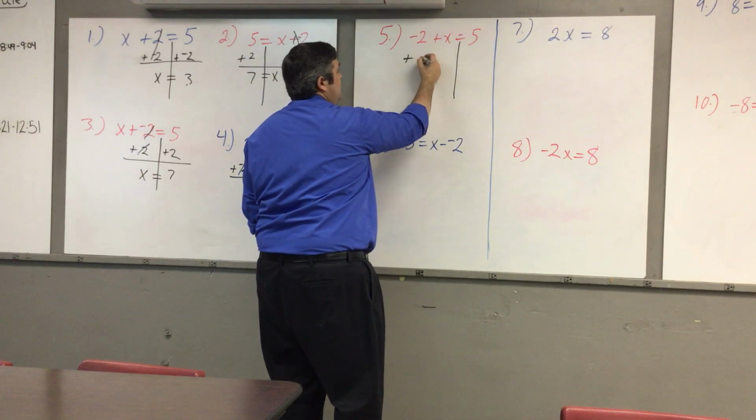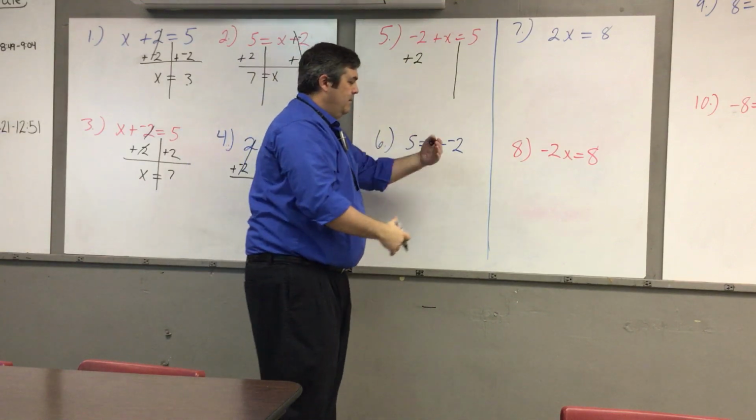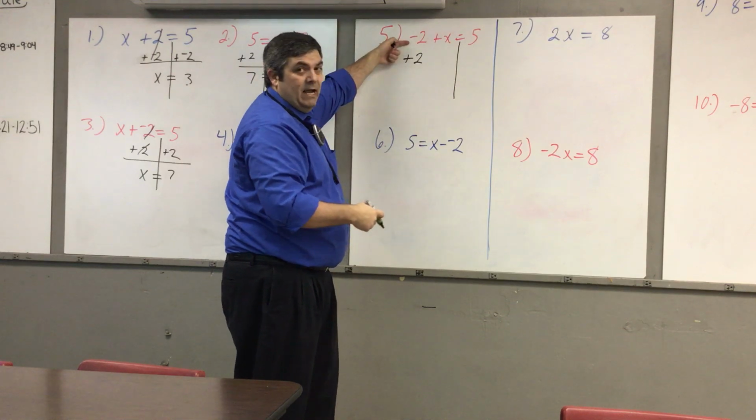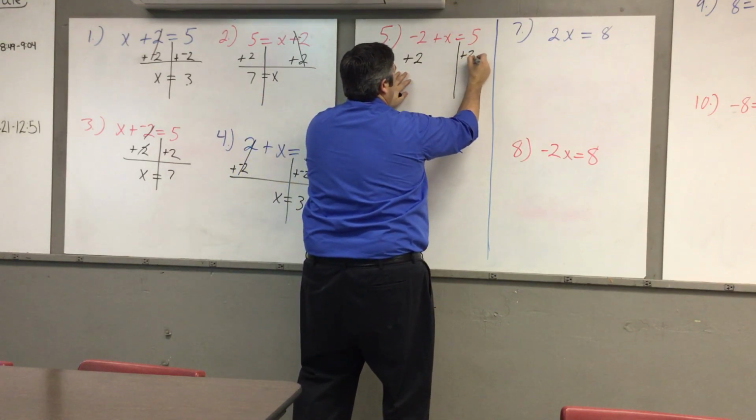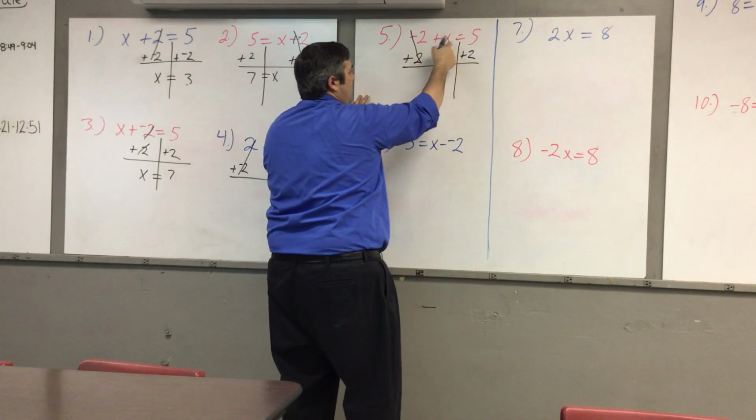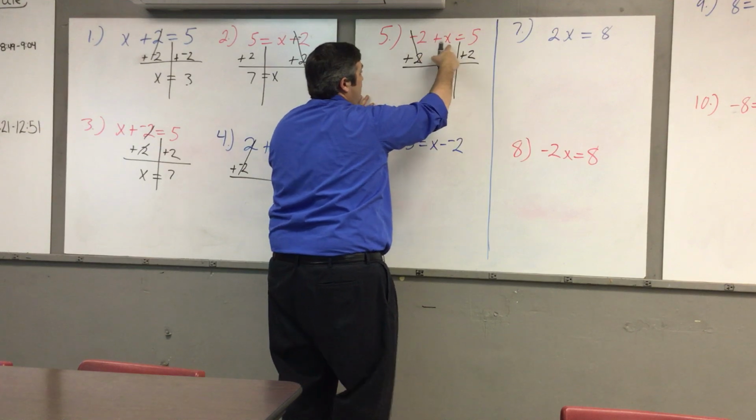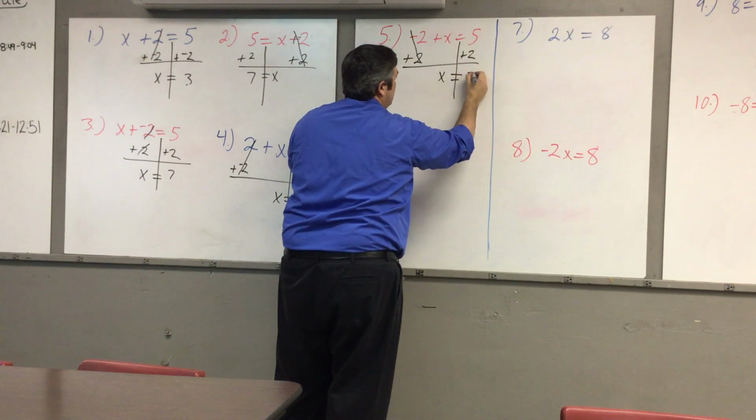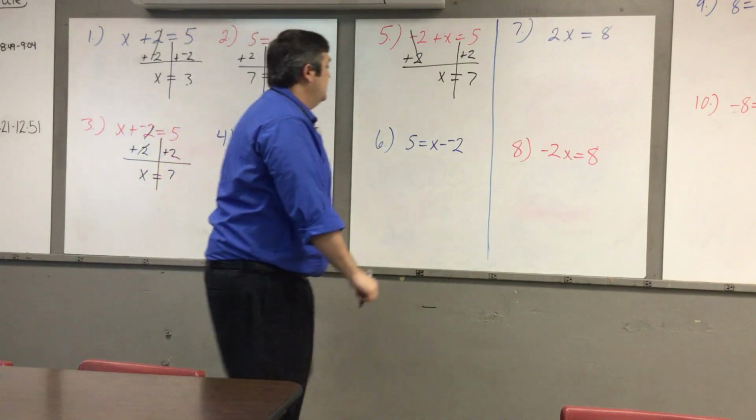Now, how do I get rid of negative 2? I add its opposite, its inverse. What's the opposite of negative 2? Positive 2. And this works because of the way the number line is, right? If I'm at negative 2 and I add 2 to it, I get back to 0, that cancels that out. That's the whole point. Add 2 here, add 2 here. These 2 cancel out. All I've got left over here is this positive x, so x equals 5 plus 2, which is 7. This problem is basically the same thing as those two.